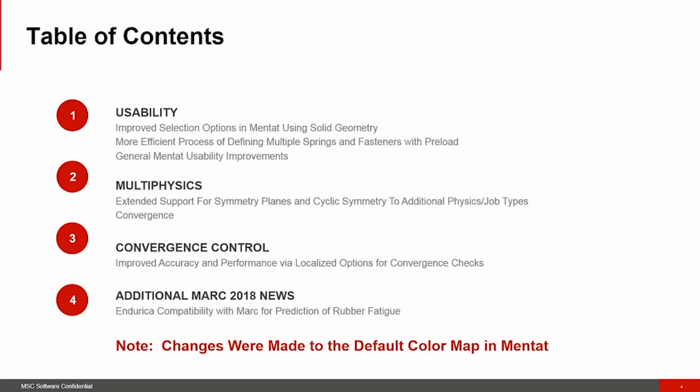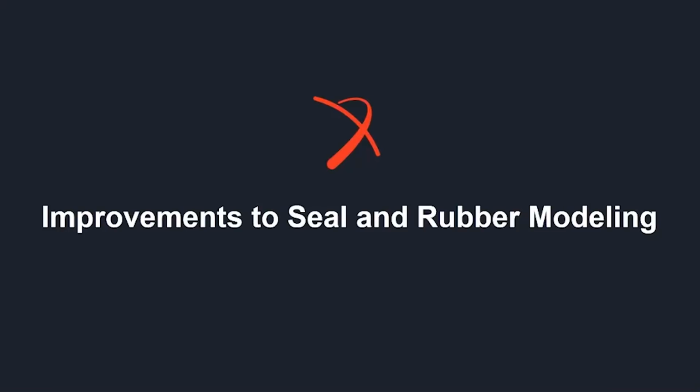So we can go ahead and start, but before that, I want to let you know that we have made some changes to the default color map in Mentat. So if you start your processes and you see that the color mapping is different, please note that this is there by design and it's not a bug. This is done to improve the visibility of different objects when you're using the color mapping system.